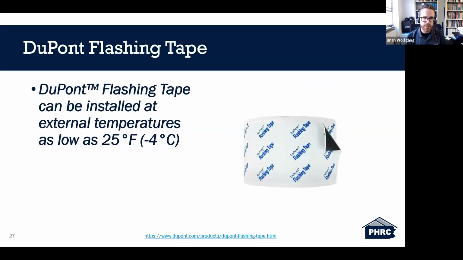So an example that you'll see pretty often would be DuPont's flashing tape. You see this often paired with DuPont's Tyvek installation system, or their water-resistant barrier system. So again, just coming from DuPont, their flashing tape can be installed at external temperatures as low as 25 degrees. So similar to what you saw with the previous product, but certainly the type of product that this is, the type of installation experience that you would get out of this is much different.